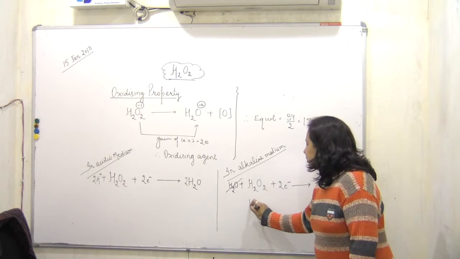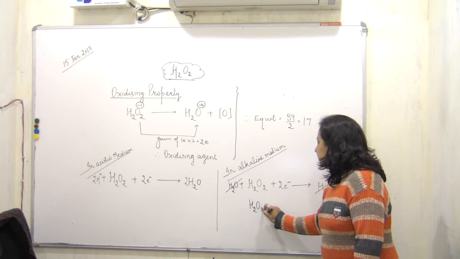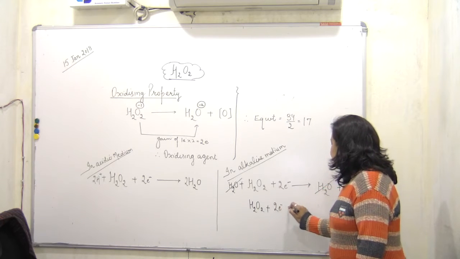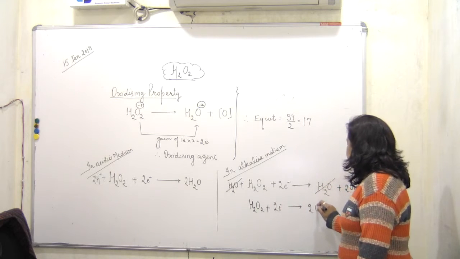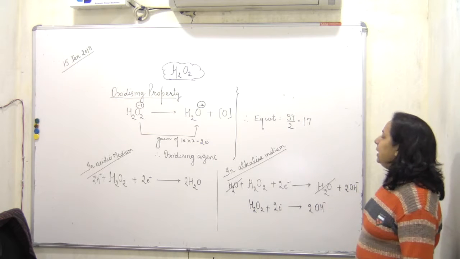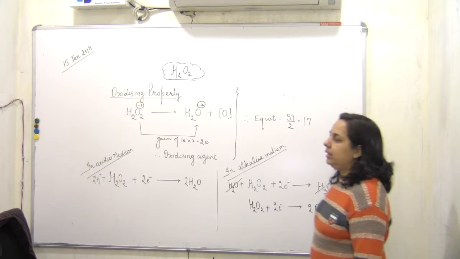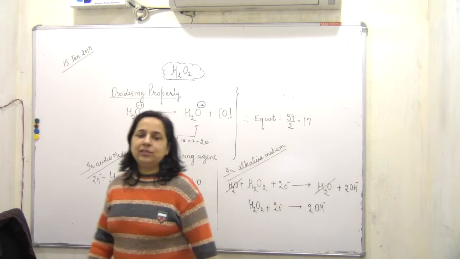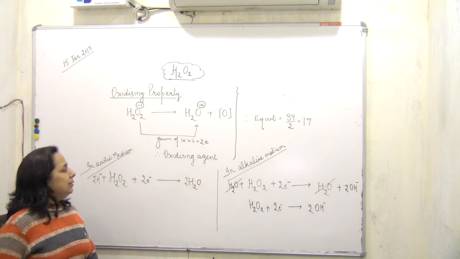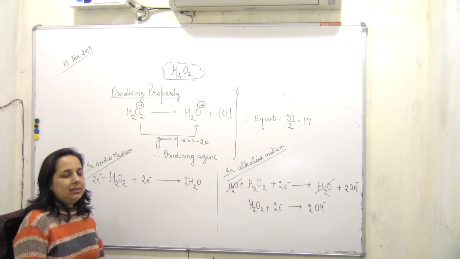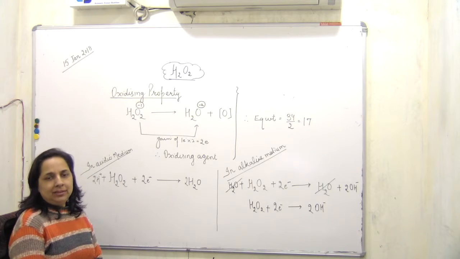It means the overall reaction will become H2O2 plus 2 electrons gives 2 OH negative, that is in alkaline medium. That is how we can show that hydrogen peroxide can act as an oxidizing agent in both acidic as well as alkaline medium. Got it?